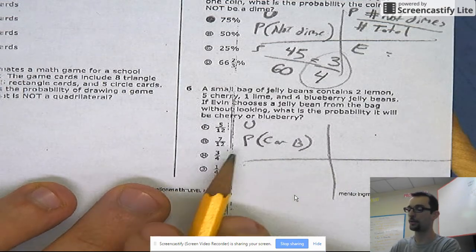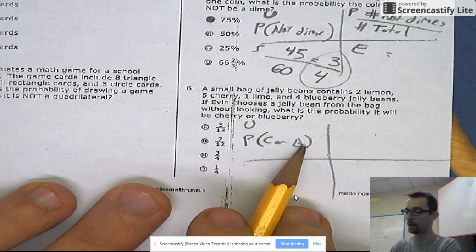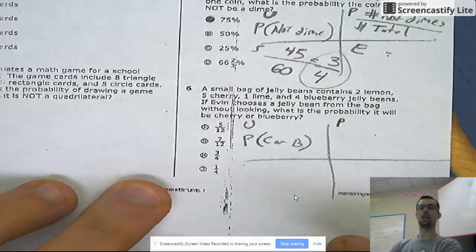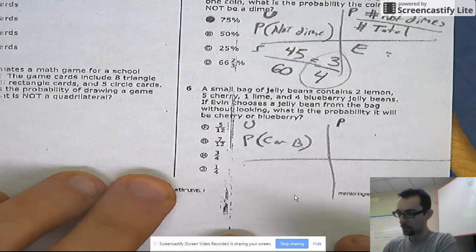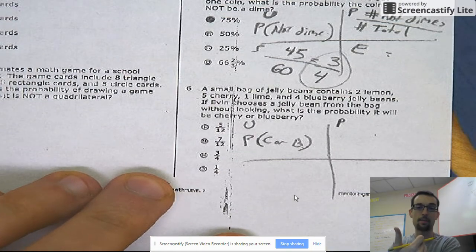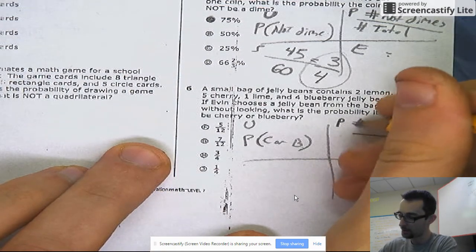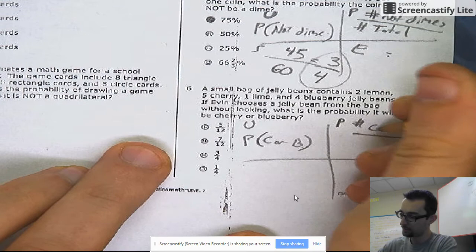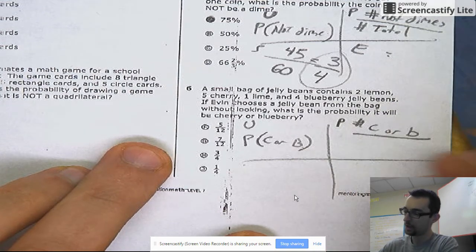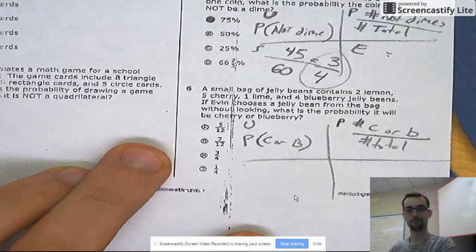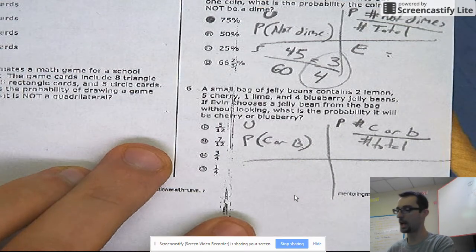Okay, back to the problem. I'm looking for the probability of getting a cherry or a blueberry. My plan, step 2. In order to find probability, I need to know the number of things I want and divide that by the number of things that there are in total. So I want the number of cherries or blueberries divided by the total number of jelly beans.